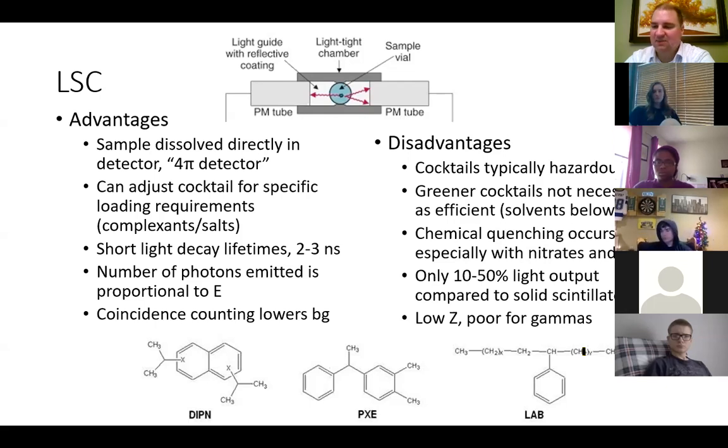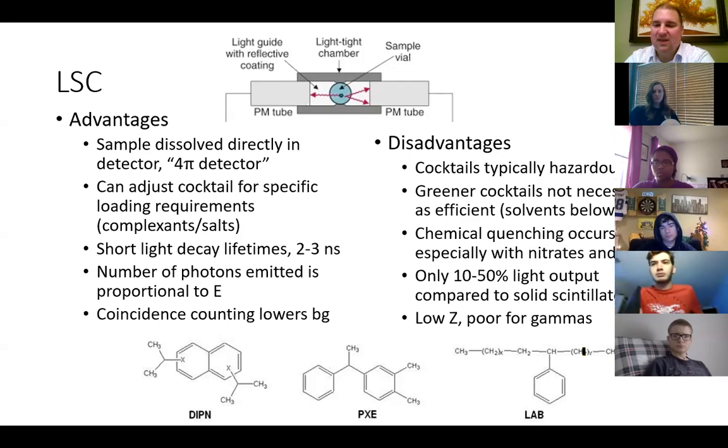Nitrates and oxygen especially cause chemical quenching, which is going to cut down on the efficiency of your detection. So if you've got all your samples in nitric acid, as is commonly the case when you're doing nuclear fuel reprocessing, then you might not have great efficiency or results coming from liquid scintillation counting.